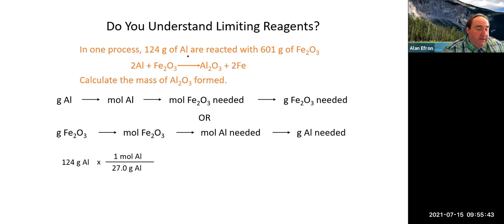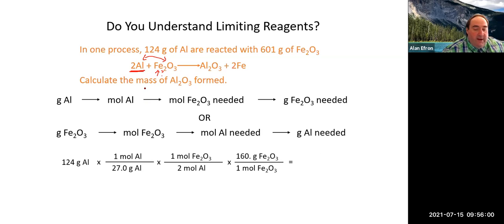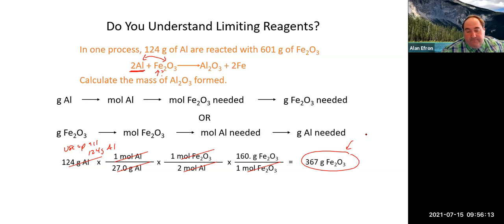So they would convert the grams of aluminum to moles. They would do the mole to mole relationship between the two reactants. And again, the goal is I want to use up all of this. How much of this do I need? And then they're going to convert that into grams. And this calculation tells them that if they wanted to use up all of the 124 grams of aluminum, they would have to put in there 367 grams of the iron 3 oxide.